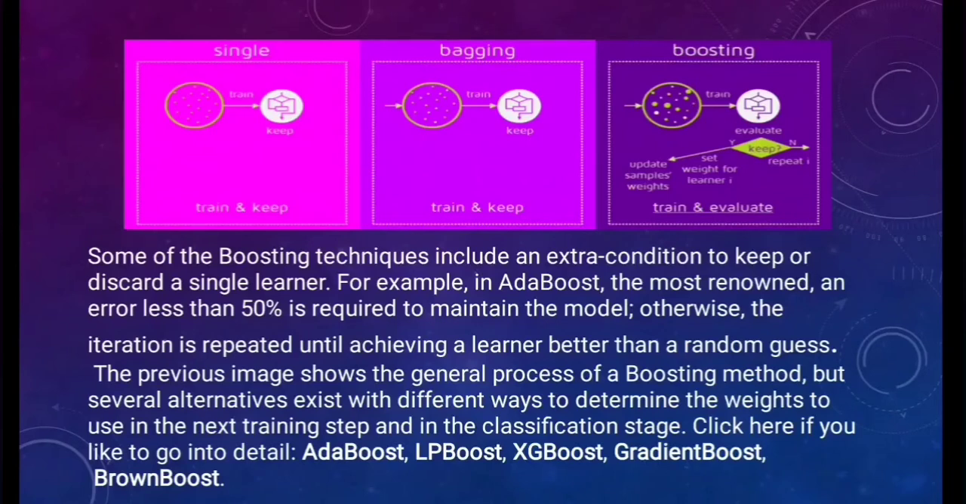Some of the boosting techniques include an extra condition to keep or discard a single learner. For example, in AdaBoost, the most renowned, an error less than 50% is required to maintain the model. Otherwise, the iteration is repeated until achieving a learner better than a random guess. The previous image shows the general process of boosting, but several alternatives exist with different ways to determine the weight to use in the next training step.